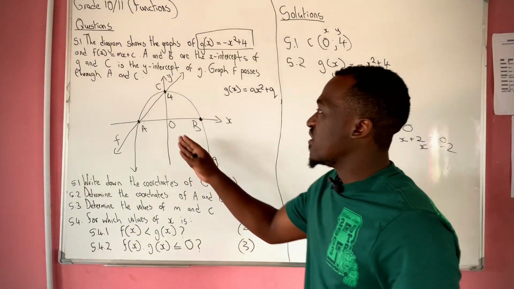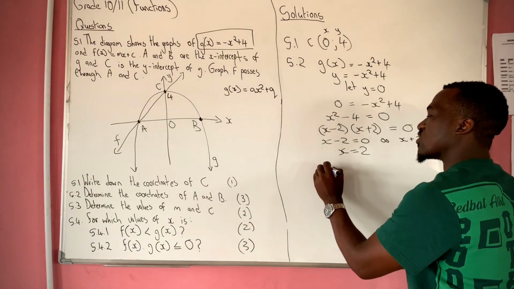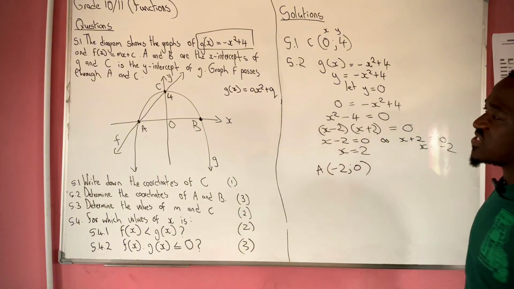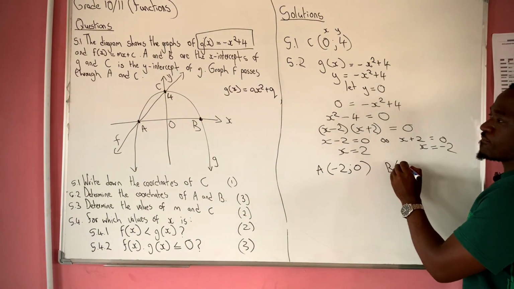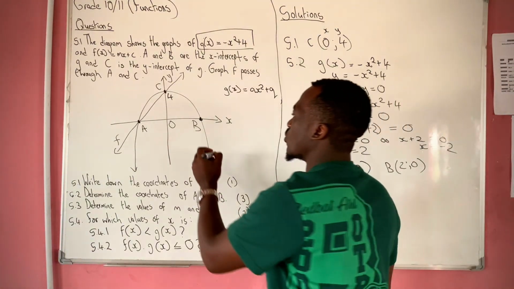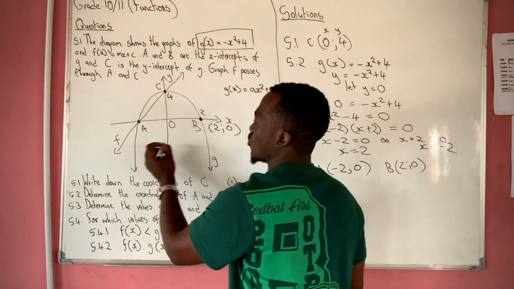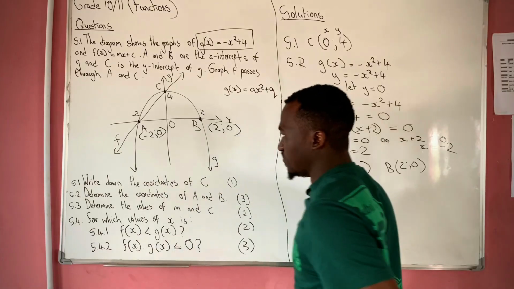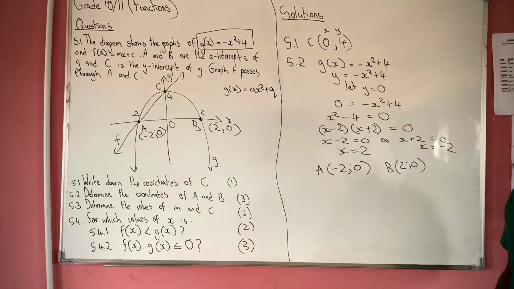We know very well that from 0 going to that side, we have negative values. So the coordinates of A are negative 2, 0, and the coordinates of B are 2, 0. Simple and straightforward. Here the value is 2, so we put 2, 0, and here the value is negative 2, so we put negative 2, 0. We are done with that. We already know the coordinates of C.